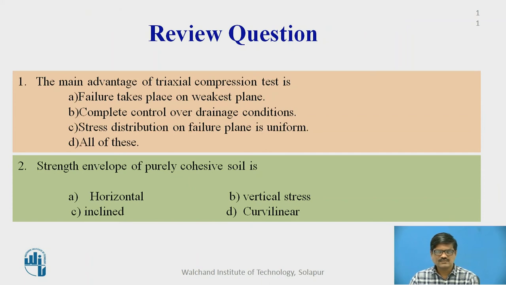So let us have review questions. Quickly go through this, take a pause, answer it, and resume the video. The two questions I have posted: the main advantage of the triaxial compression test, with four options, and the second one is the strength envelope of purely cohesive soil, with four options. Take a pause and get the answer.